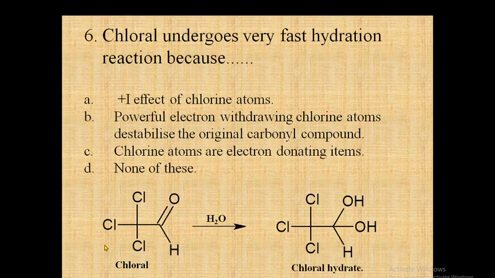Here it is. This is chloral, trichloroacetaldehyde. So these three chlorines are withdrawing the electrons. The chlorine shows the electron withdrawing effect, minus I effect, and therefore this destabilizes the carbonyl carbon. As it becomes destabilized, it will easily be attacked by water to form this hydrate. So chloral hydrate will form, and therefore it will undergo the very fast hydration reaction. So option B will be the correct answer.